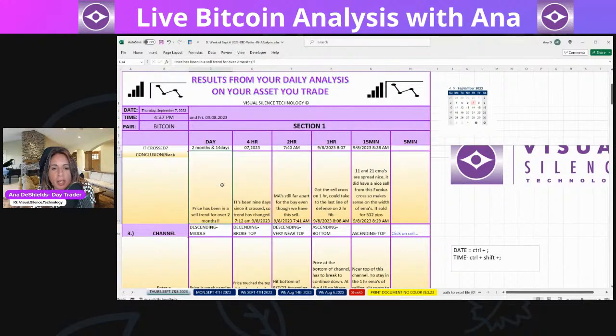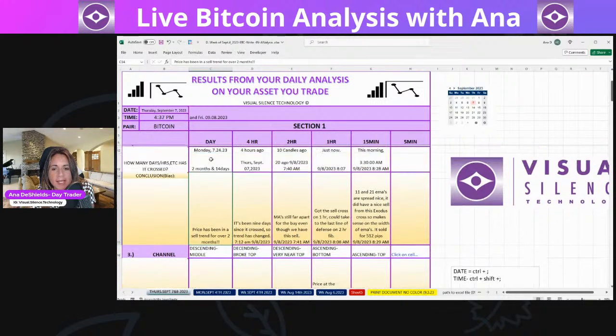So here you'll notice on the day, this Exodus cross happened 2 months ago. And of course, because it's a short-term trend change, that's okay. But the type of trader that I am, I like to have this historical information in front of me to reference and just get all kinds of revelation from it that the Lord drops into me.